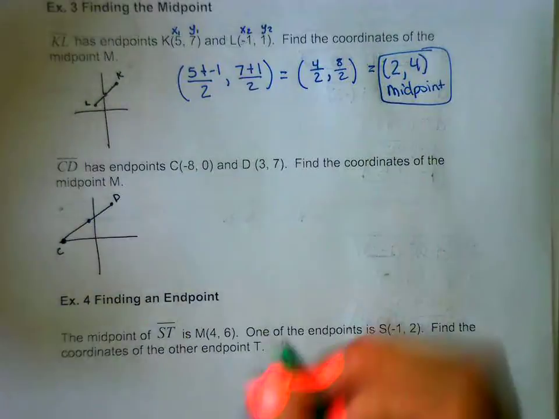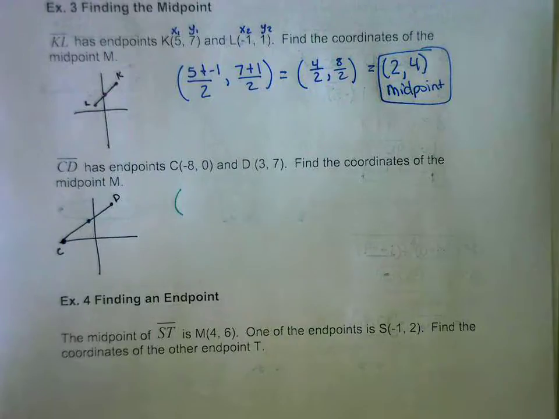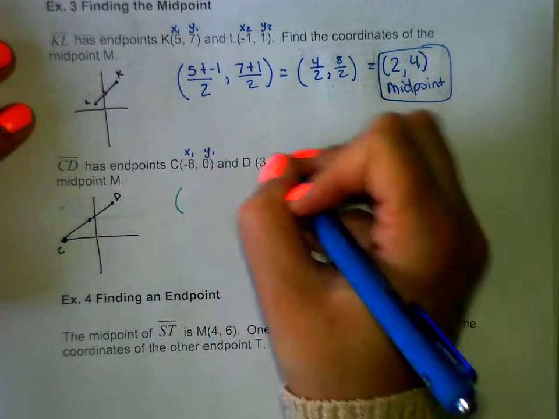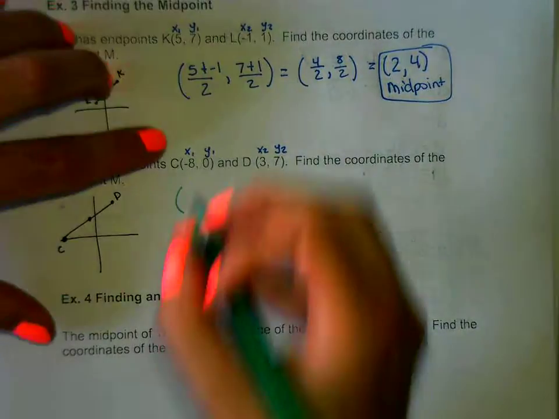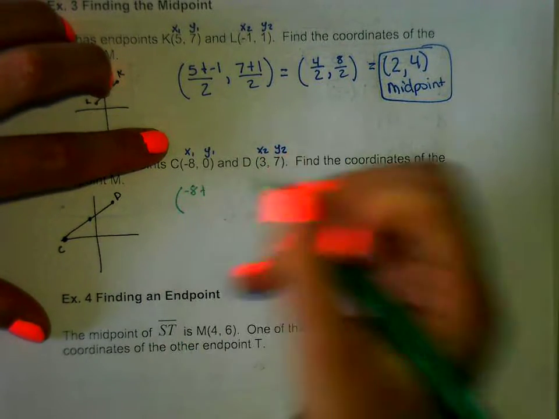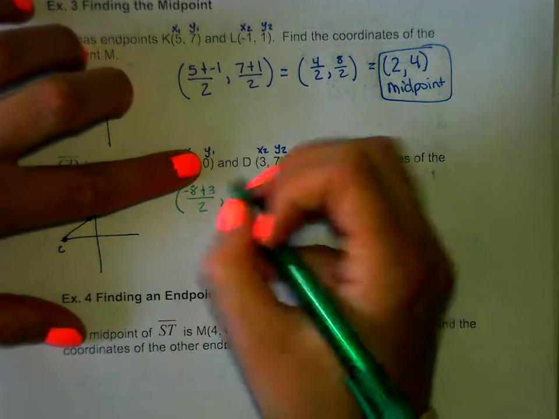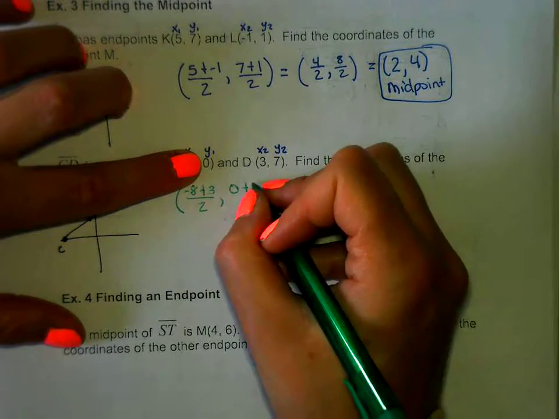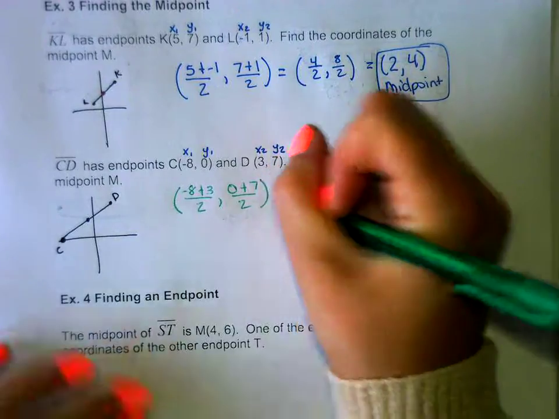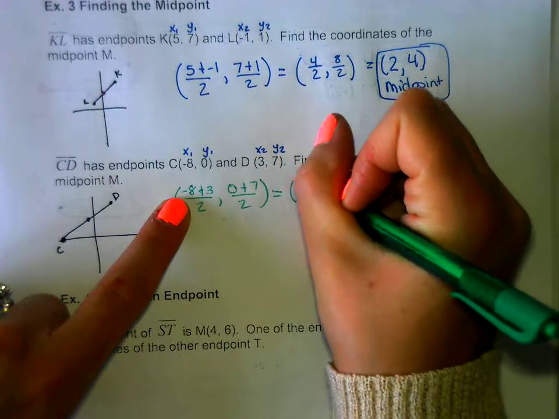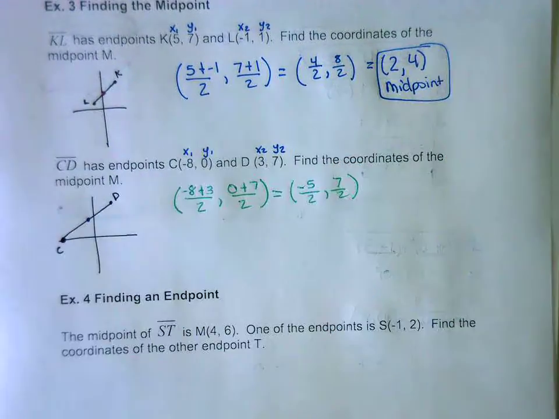Using that, I'm going to use my midpoint formula. So my x1, sorry, let's label those. My x1, y1, x2, y2. My x1 is negative 8, adding to my x2, which is 3, and I divide it by 2. Then I take my y1, which is 0, add it to my y2, which is 7, divided by 2. Well, negative 8 plus 3 is negative 5, divided by 2. 0 plus 7 is 7, divided by 2.